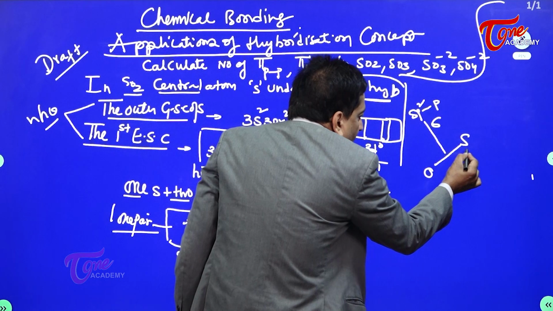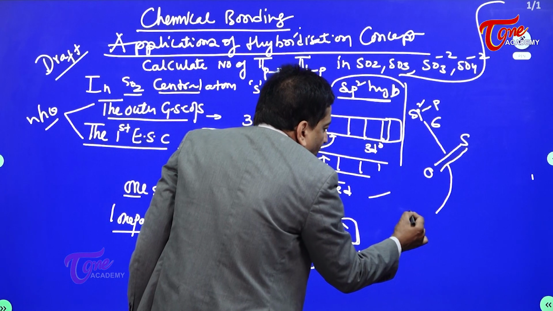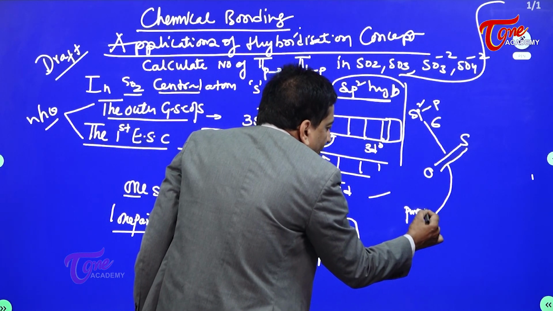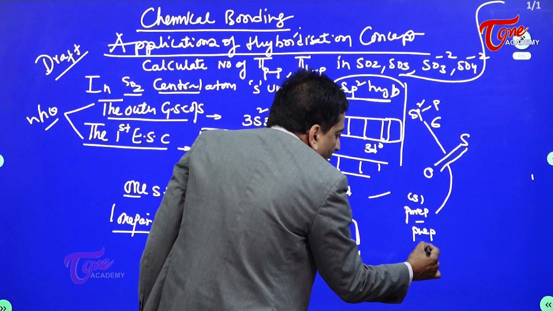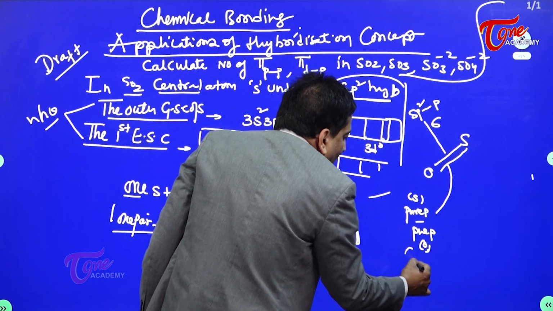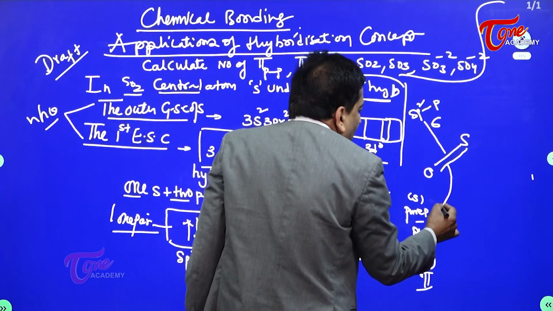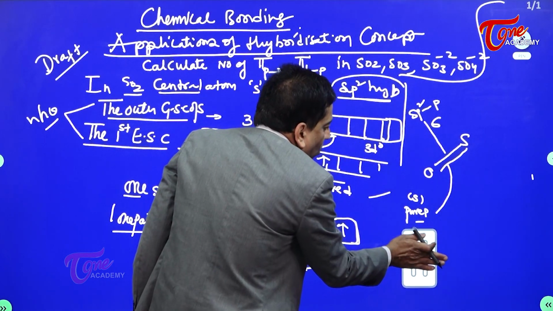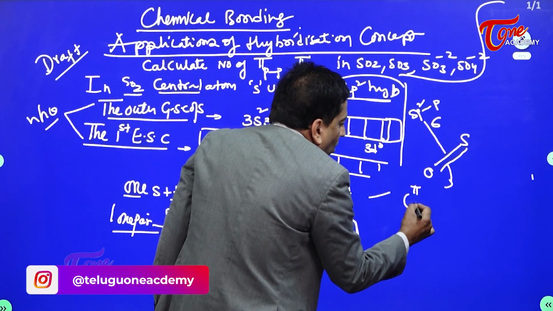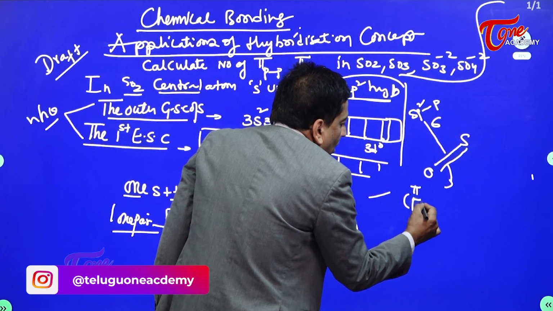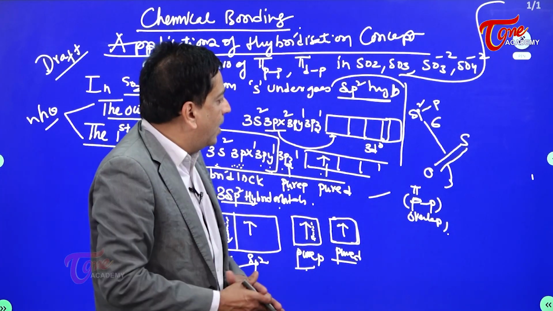So now you have the pi bond, and this is a result of pure P and pure P. Pure P of what? Sulfur, and pure P of what? Oxygen. So it is basically nothing but a PP sidewise overlap, which is resulting in a pi bond. This is a pi bond, which is a result of PP overlap, and that is a pi PP bond.